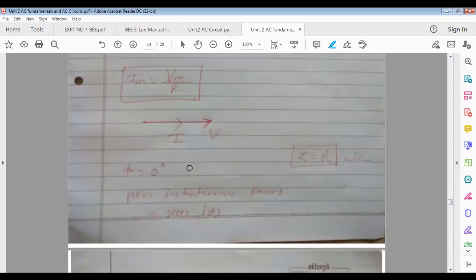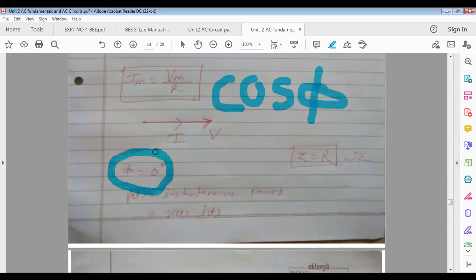If phi is 0 degree, what will be the power factor? 1. Cosine of this angle. Which angle? The one which is the phase difference between voltage and current is called the power factor. So a resistive type of load, when you switch it on, what about its power factor? It is unity power factor.